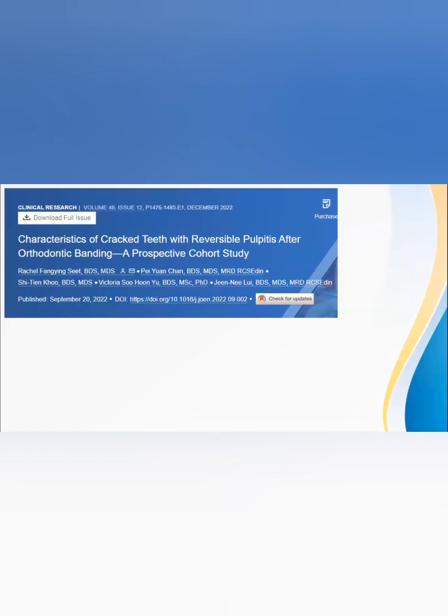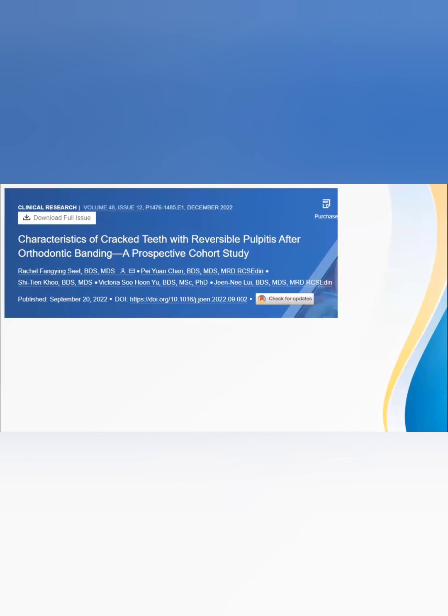This is a prospective cohort study published in the Journal of Endodontics. In this, 125 patients with cracked teeth with reversible pulpitis were enrolled, and pre-op data, including patient and tooth factors, were collected. Cracked teeth were bonded and reviewed until symptoms resolved before referral for coronal coverage.